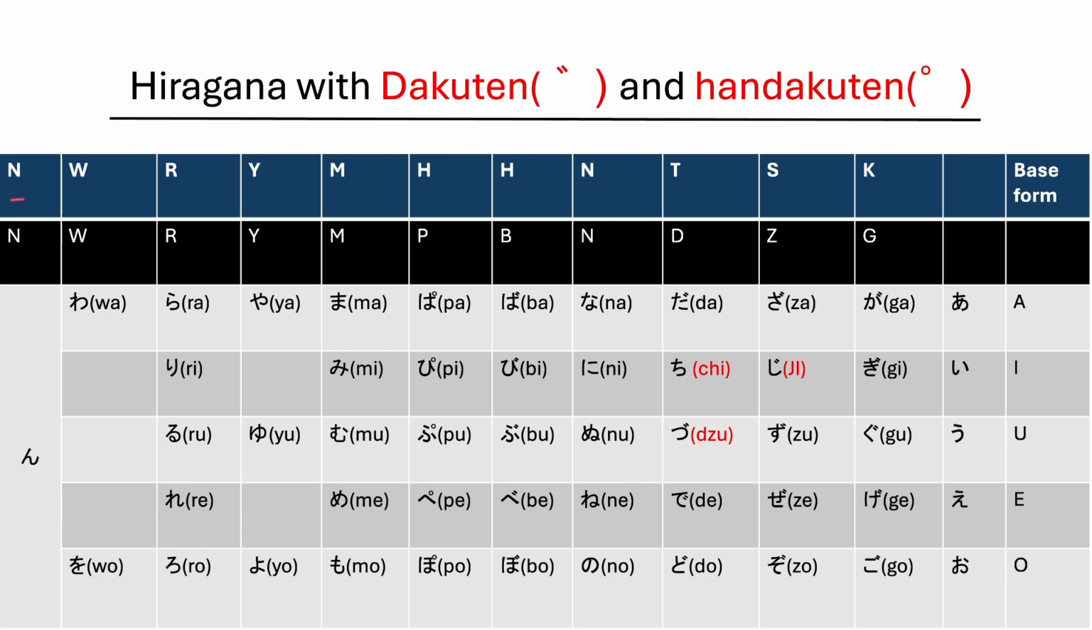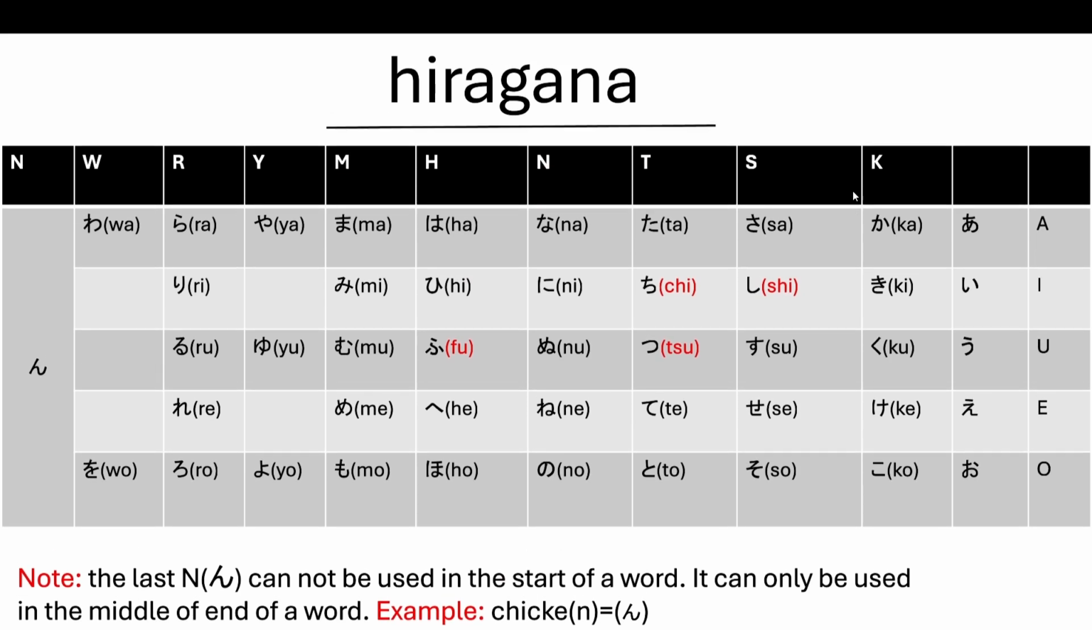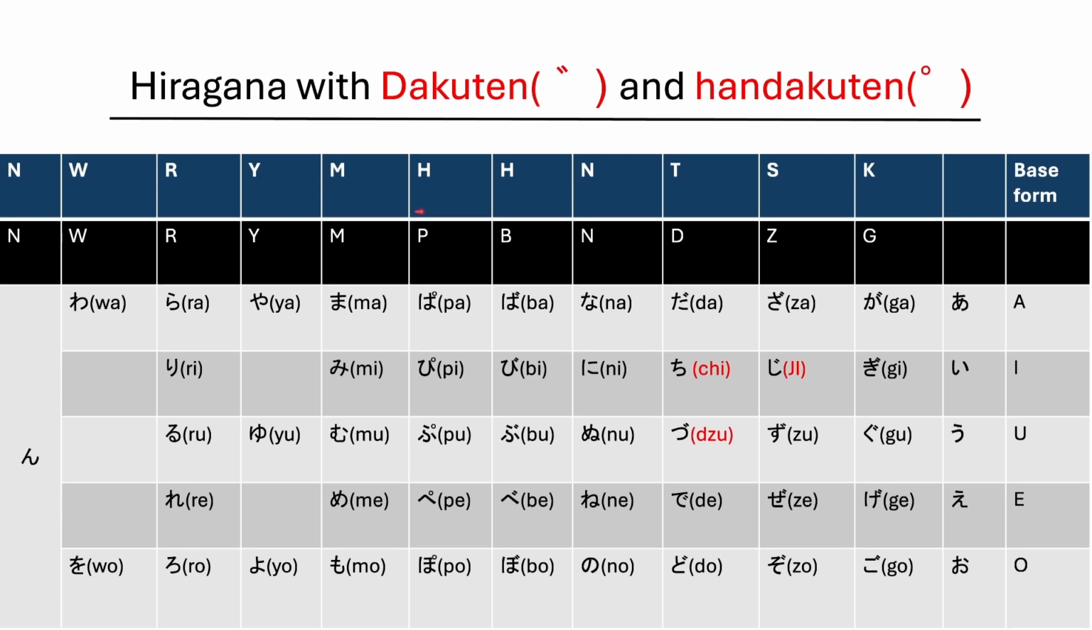So check the blue boxes here. These are the base form, which was in the previous, this black box, my bad, this black box is equivalent to this blue box. I've written the base form. So hiragana with dakuten, this little dot symbol, and handakuten, this little circle symbol, if added to the basic hiragana form, actually change the sound of that hiragana.